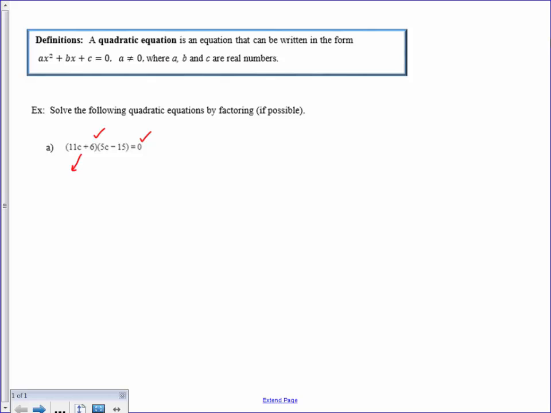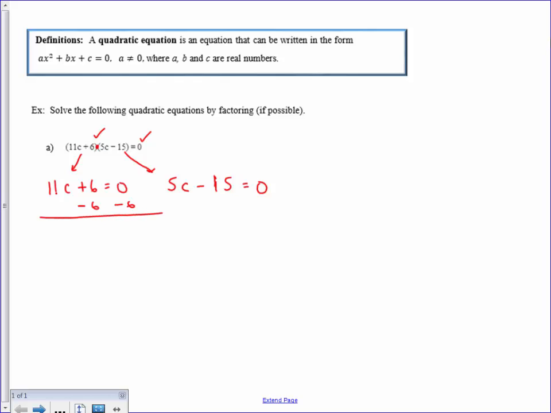All that's left for me to do is to say 11c plus 6 equals 0, and then 5c minus 15 equals 0. If you have the product of two things equal to 0, then you know that one or the other, or possibly even both, must equal 0. So that's the reason we set the factors equal to 0. Now we are able to solve each one of these equations.